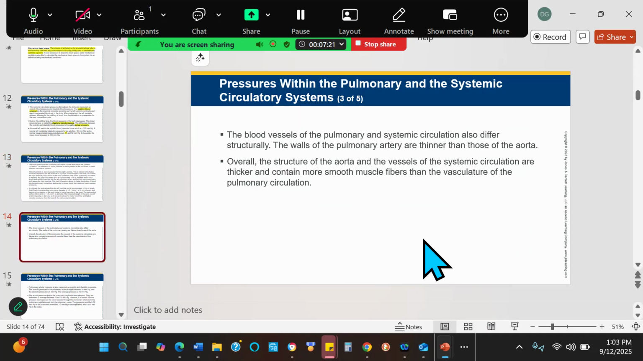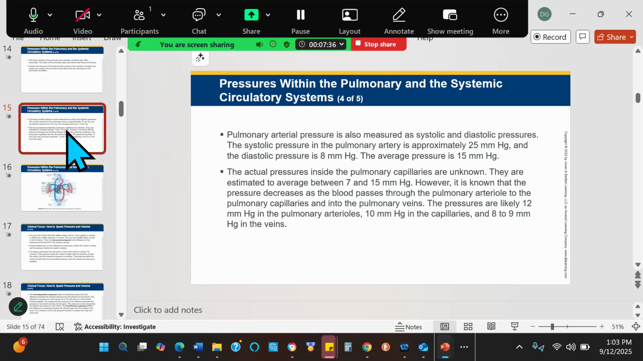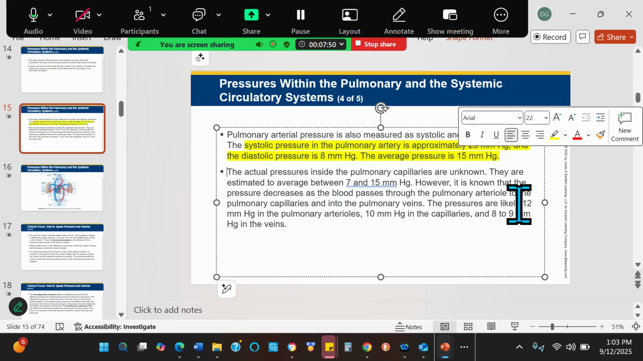Let's see here. The structure of the aorta and the vessels of the systemic circulation are thicker, and that's because they deal with much higher pressures. The pulmonary system is a low pressure system, as you're going to see here very shortly. Pulmonary arterial pressure, typically about 25. So pulmonary artery, about 25 systolic, and about 8 diastolic. So the average or mean is about 15.